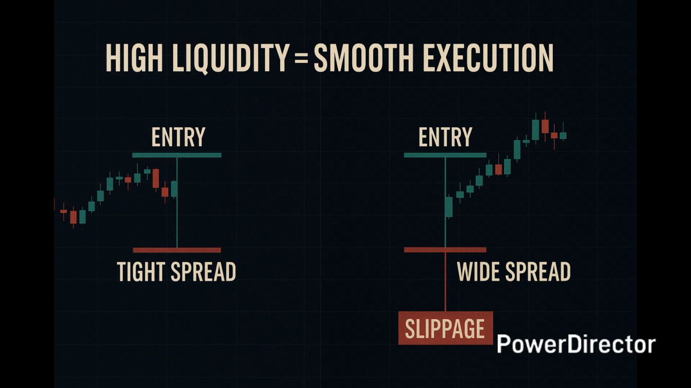Liquidity determines how fast your orders are executed and how much slippage you might experience. High liquidity means smoother price movement and tighter spreads, which is ideal for scalping or intraday strategies. Low liquidity, especially during off-market hours, can lead to larger spreads and unexpected price jumps. This is why understanding liquidity is not optional, it's essential.